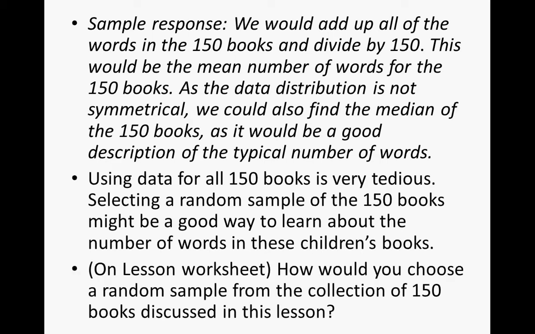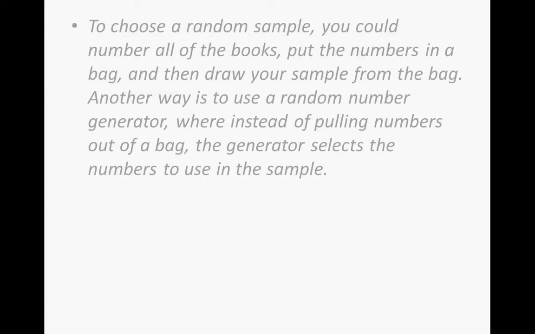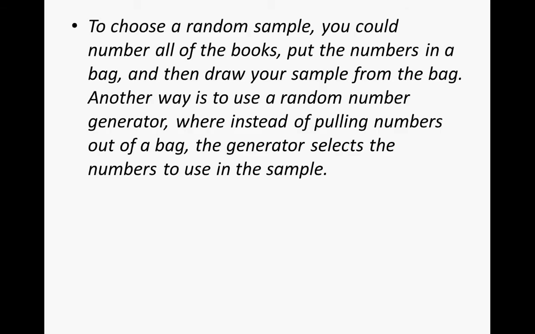So on your lesson worksheet, how would you choose a random sample from a collection of 150 books discussed in this lesson? Well, to choose a random sample, you could number all of the books, put the numbers in a bag, and then draw your sample from the bag. Another way is to use a random number generator, where instead of pulling numbers out of a bag, the generator selects the numbers to use in the sample.